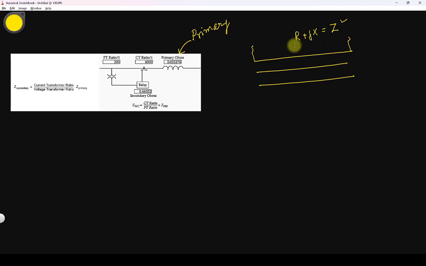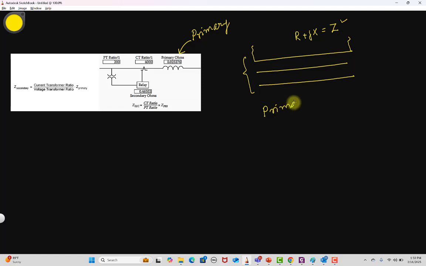Then this impedance, this resistance, reactance of the line is the real reactance of the line, called the primary reactance. So this is the actual reactance of the transmission line. So we call it a primary value. Why are we calling it a primary value? Because these values of R and X are the real values.